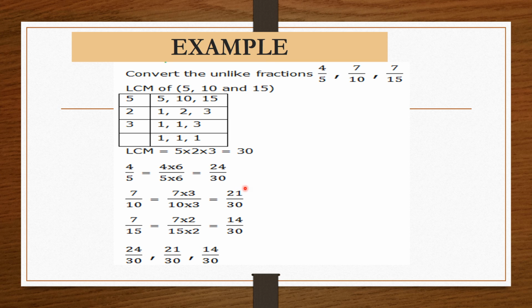Now you can see all the denominators are same. So you have changed these unlike fractions to like fractions. And what are the like fractions? The like fractions are 24 by 30, 21 by 30 and 14 by 30. See, all the denominators are common. So these are like fractions. Okay.